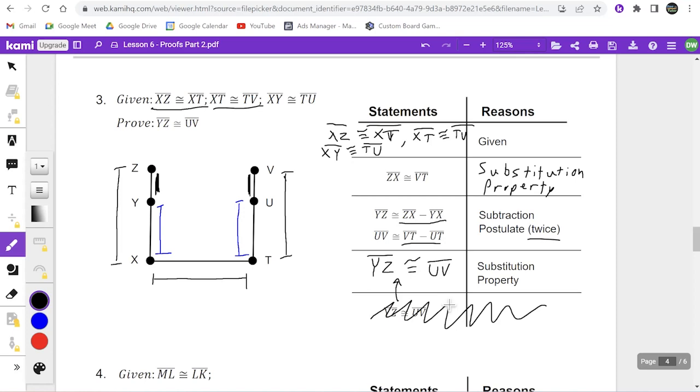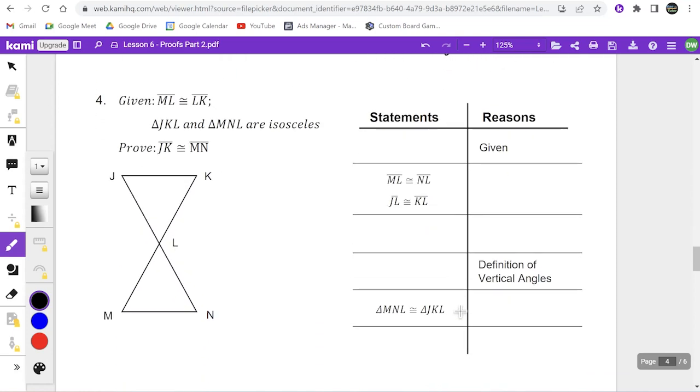Okay. Number 4 has a lot of fill in the blanks, so it's definitely going to be harder. Okay, looks like the given is ML is congruent to LK. So ML congruent to LK. That's given. Also given: triangle JKL and triangle MNL are isosceles. So after I rewrite all the givens, first let me mark this on the diagram.